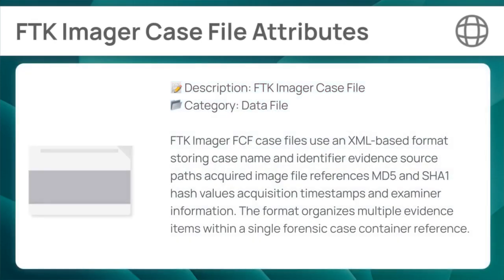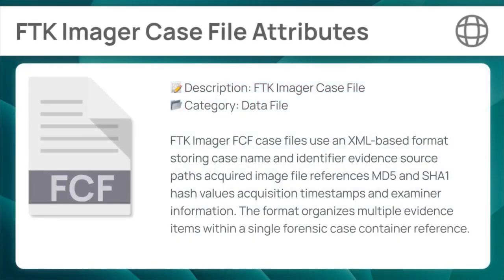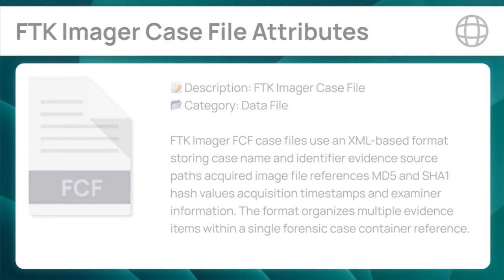FTK Imager FCF case files use an XML-based format storing case name and identifier, evidence source paths, acquired image file references, MD5 and SHA1 hash values, acquisition timestamps, and examiner information. The format organizes multiple evidence items within a single forensic case container reference.